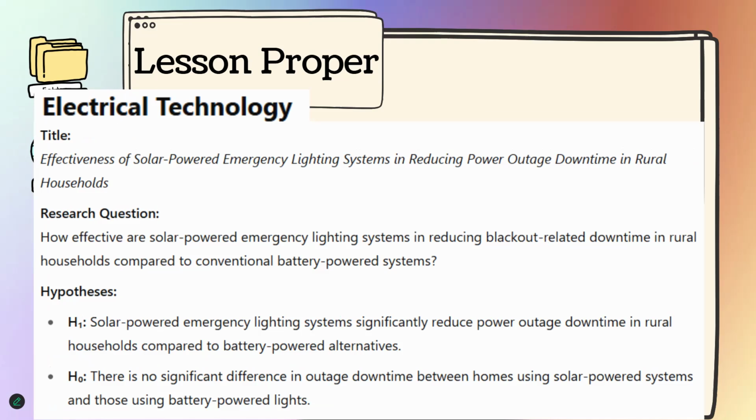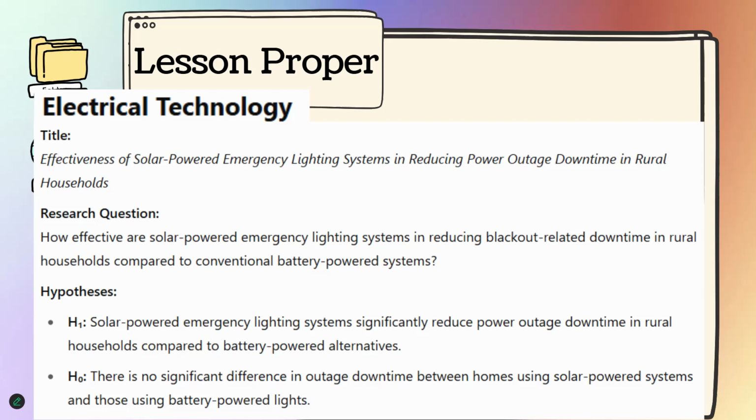in Reducing Power Outage Downtime in Rural Households. For your research question: How effective are solar powered emergency lighting systems in reducing blackout related downtime in rural households compared to conventional battery powered systems? So, this research question will conduct experiments because it will compare the solar powered lighting system to the conventional battery powered systems.